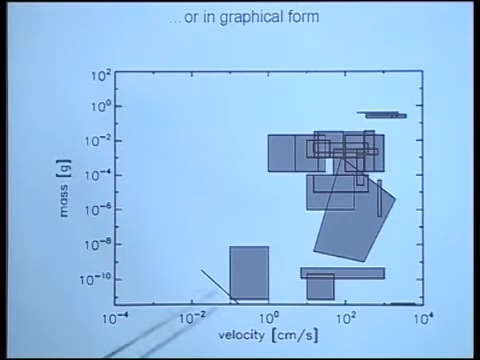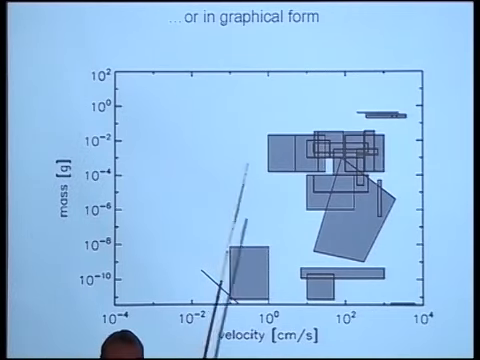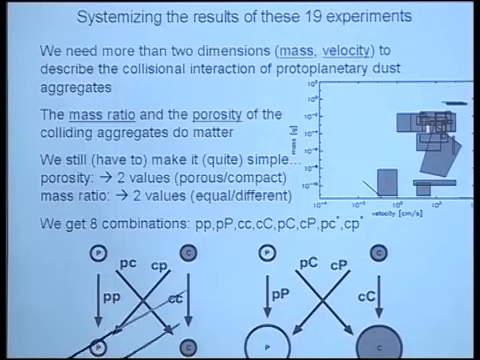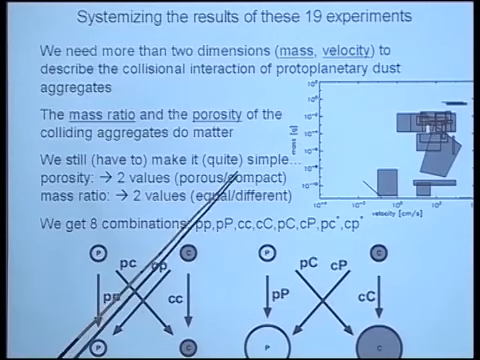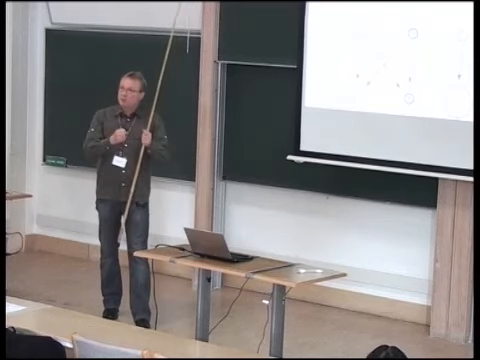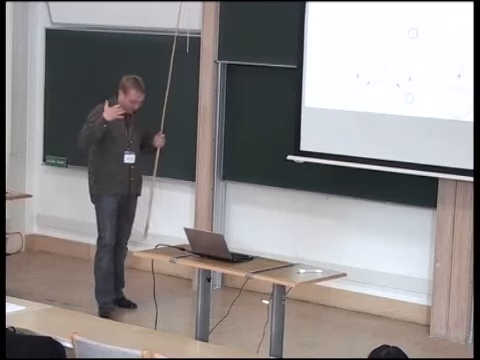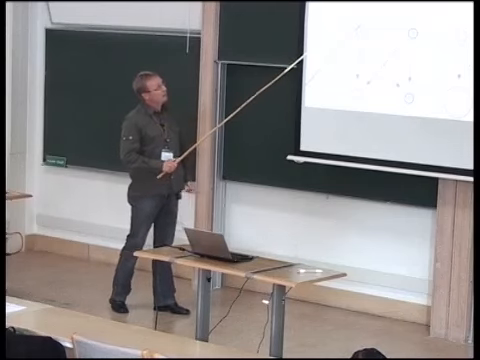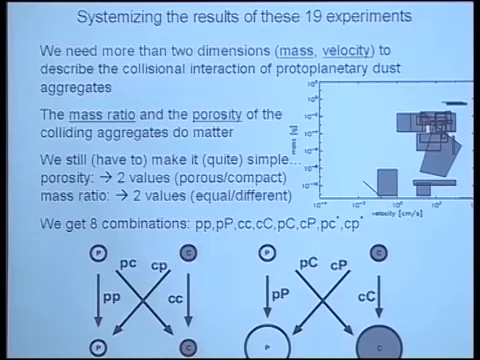However, this picture is too simple. It is a two-parameter picture, velocity and mass. And looking into all these 19 experiments told us that's not sufficient. We do need at least two more parameters. This is porosity and the ratio of the mass of the two colliding bodies. Stuart told us that the small things collide with the large ones. So is that the same as if I do experiments with two aggregates of the same size? Actually, it is not. So we invented two new parameters, the porosity, and the mass ratio, and we did it in a binary way.